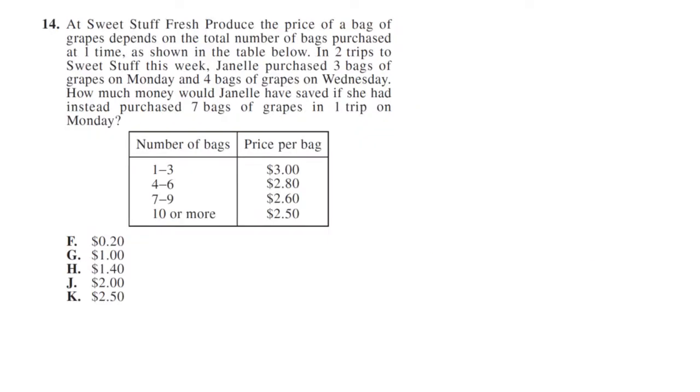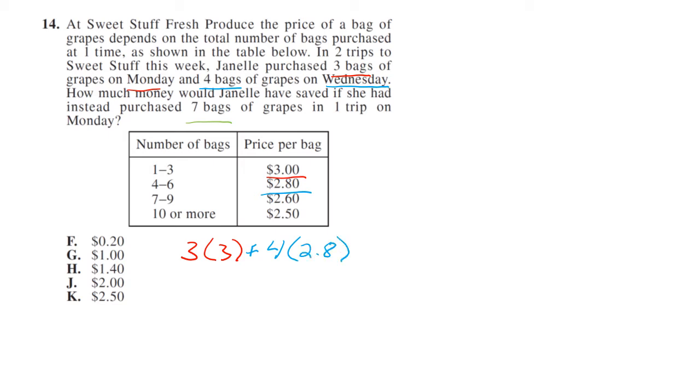At Sweet Stuff Fresh Produce, the price of a bag of grapes depends on the total number purchased at a time. In 2 trips, Janelle purchased 3 bags of grapes on Monday and 4 bags of grapes on Wednesday. How much money would she have saved if she had instead purchased 7 bags in 1 trip? Okay, so she purchased 3 bags on Monday. Those bags are $3 each, so 3 times 3. And then 4 bags on Wednesday, plus 4 at $2.80 a bag, so 4 times 2.8.